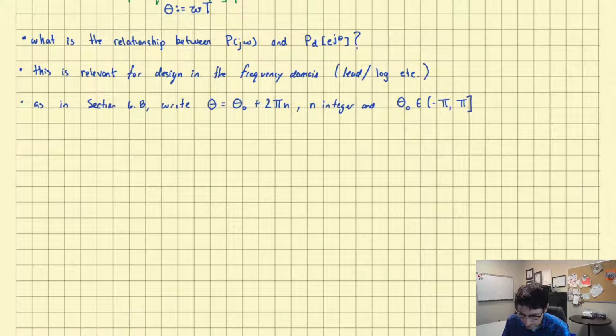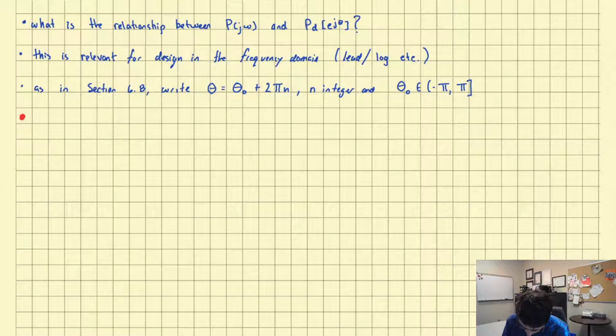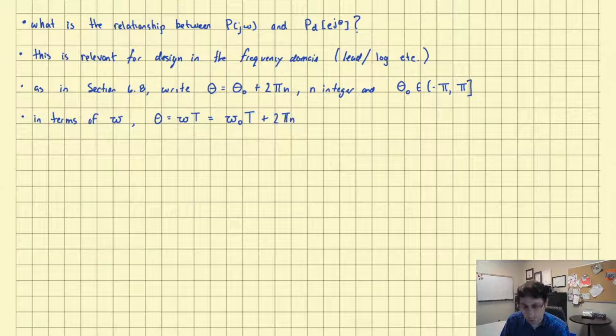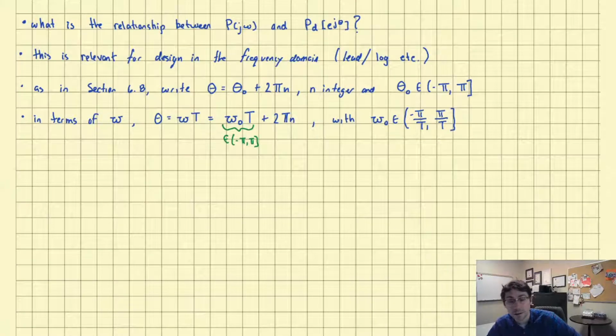Okay, so there's that. And what about in terms of the original omega? In terms of omega, what is that decomposition into a baseband and a non-baseband? We have that theta equals omega t, which equals some baseband component, omega naught times t, plus 2 pi n. Right? So this guy here is theta naught, right? So this guy belongs to negative pi to pi. And so if we think of this in terms of omega naught, we see that omega naught should be between negative pi over t and pi over t. Right? And this is our baseband.